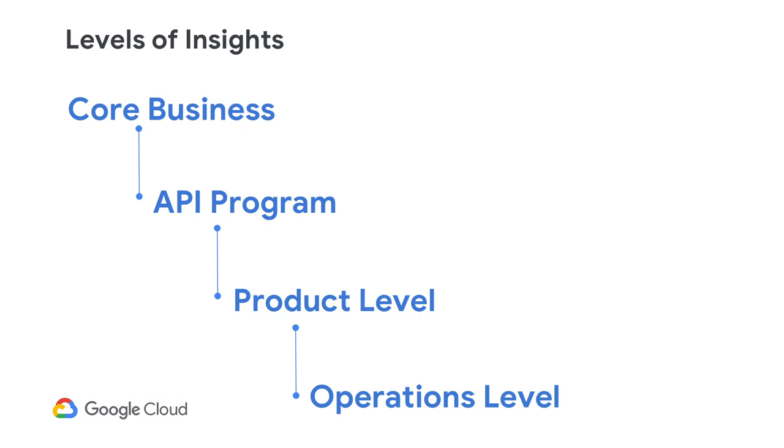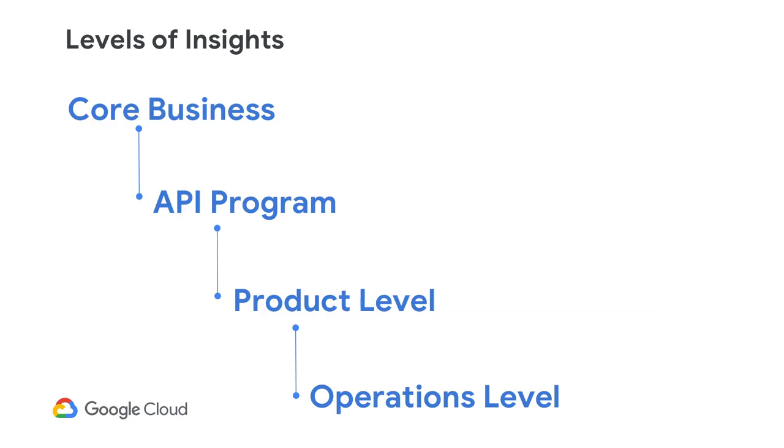The second one is the insights about your API program. How is your API program doing? How many developers are signing up in a particular week? The different applications the developers are making? How are they consuming your APIs? What are the experiences that the end users are getting? All of those insights you can get from a good API management platform like Apigee.